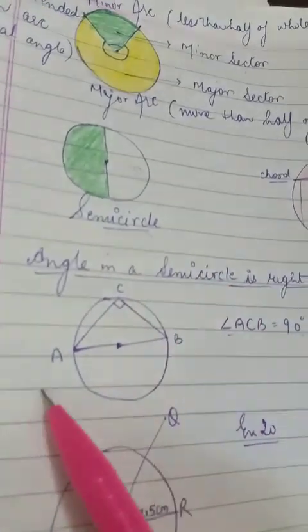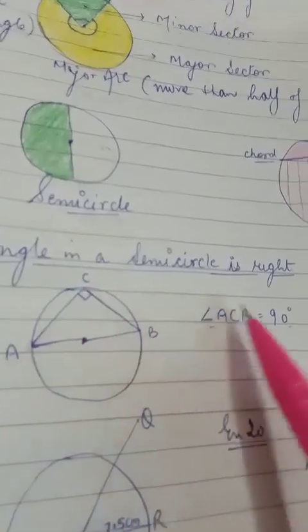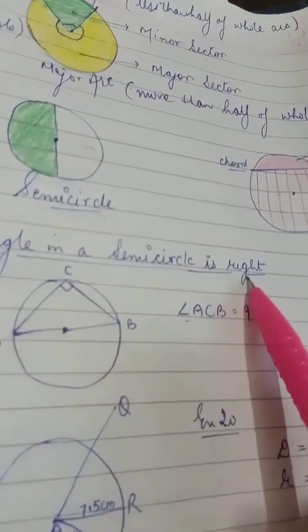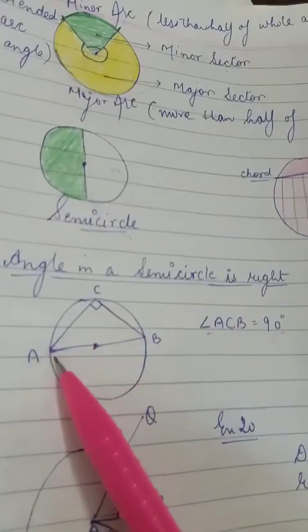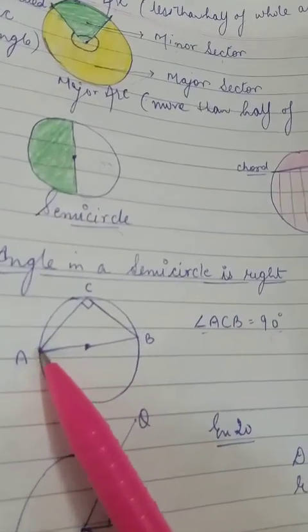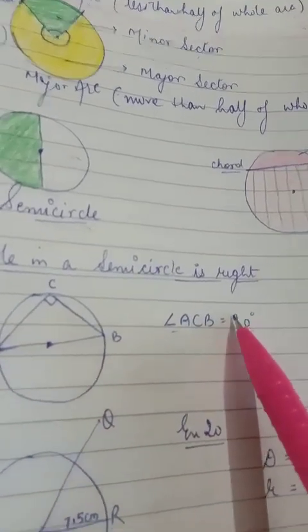Now, angle in a semicircle. We should know that when we talk about a semicircle, the angle drawn in a semicircle is always a right angle. Right means it's always equal to 90 degrees. So, with reference to this figure, we can say that angle ACB is equal to 90 degrees.